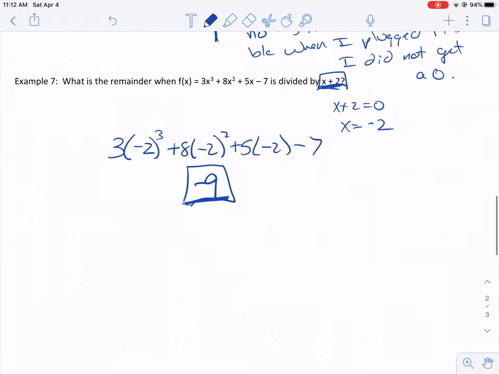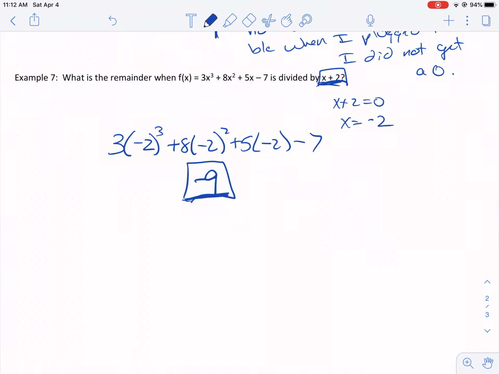Alright, some more of the story. When you plug in your hypothesized root, if you get a 0, that means what they asked you to divide by is a factor, and that the opposite of that would be your root. Otherwise, whatever you get is the remainder if you were actually to divide that problem.